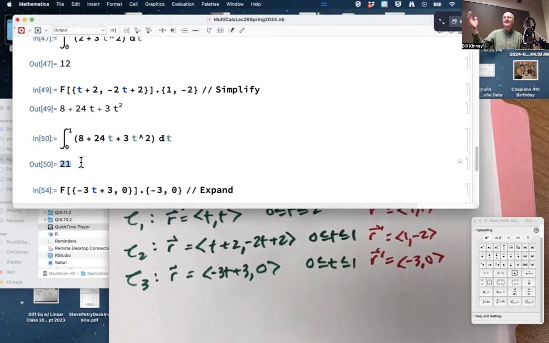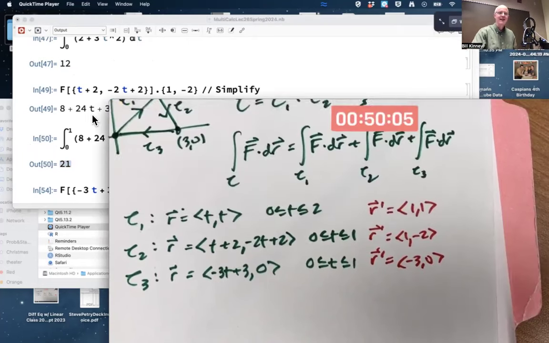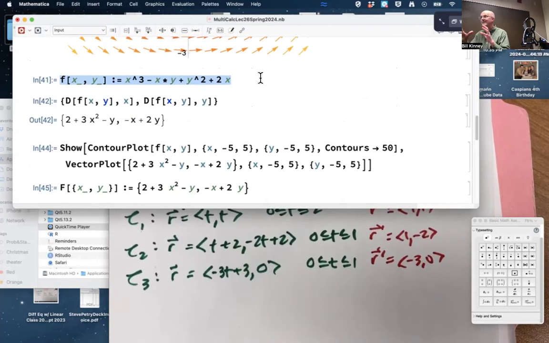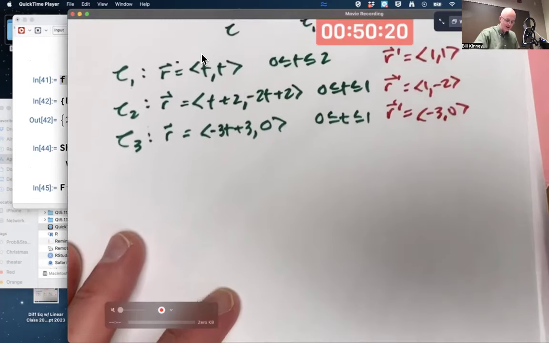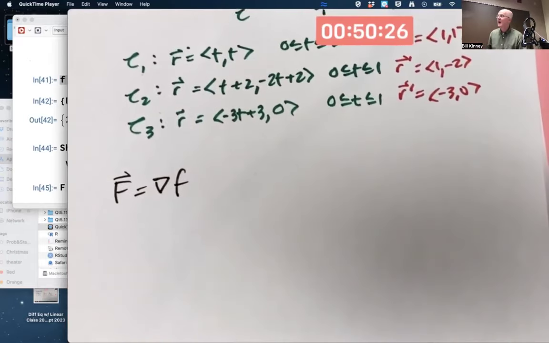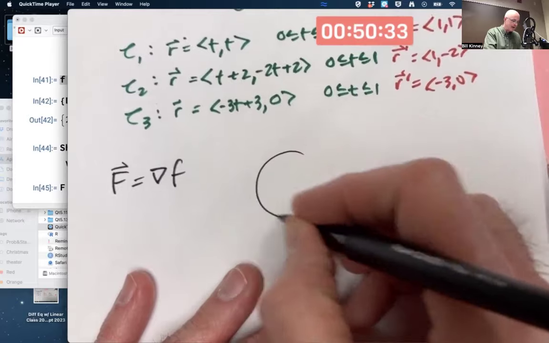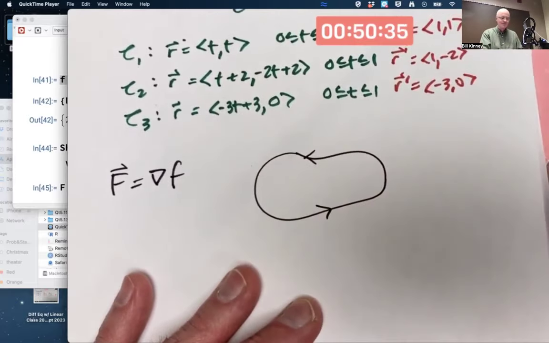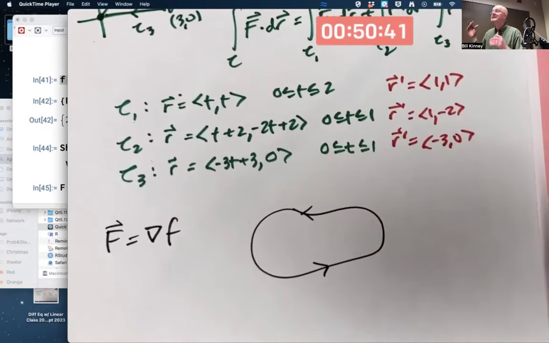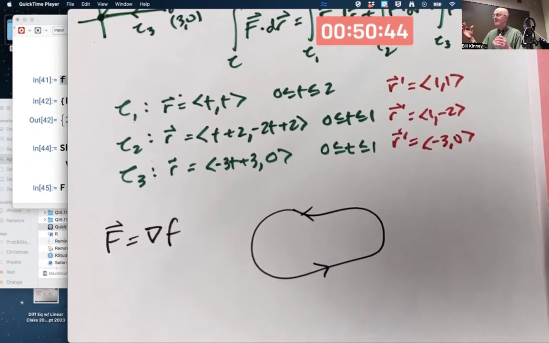How did I know that? It's a special vector field, that's why. This vector field is the gradient of a function. It's a conservative vector field, which is part of the reading, part of the homework, is to understand conservative vector fields. Conservative vector fields are those vector fields that are gradients of some function. And when they are the gradient of a function, if you integrate them around some closed path, my path was a triangle, that ends where you start, the integral has to be 0.